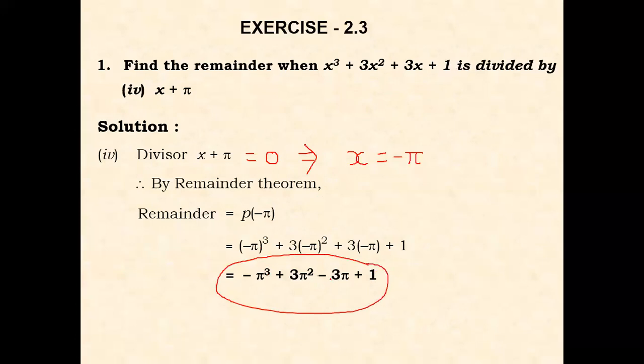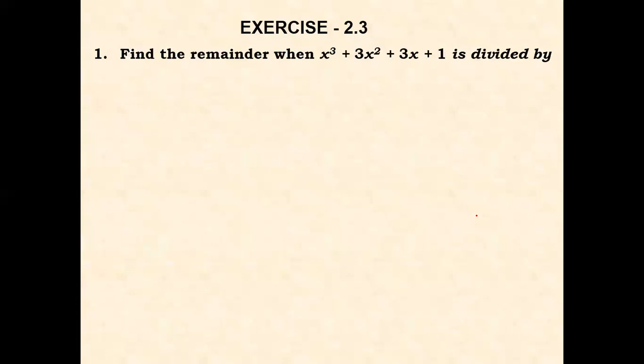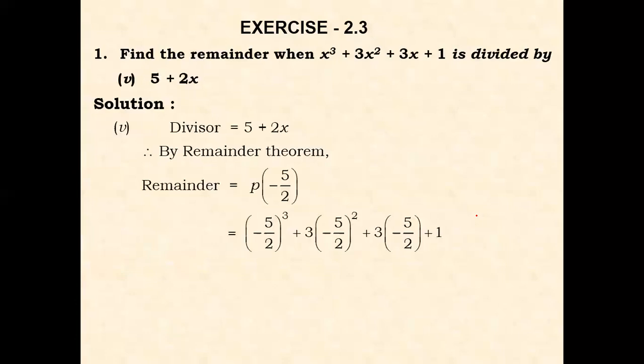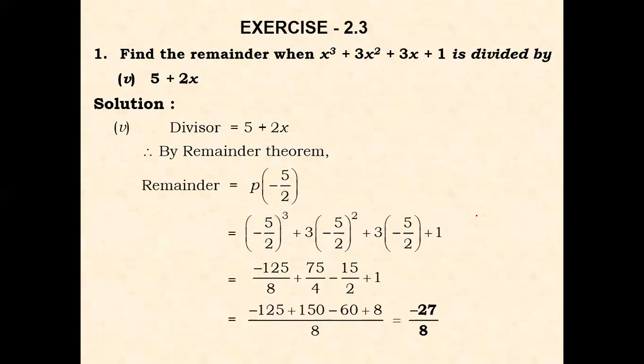So it's a non-zero value, so x plus pi is not a factor of this polynomial px. Okay guys, now question number 1, again fifth part. The concept or process is same. You have the divisor 5 plus 2x, and you can see here we have to find out the zero of 5 plus 2x. So we will equate it with 0, and then we will solve the linear equation.